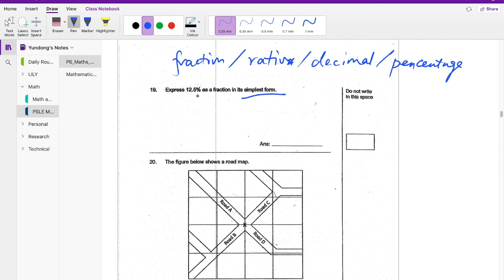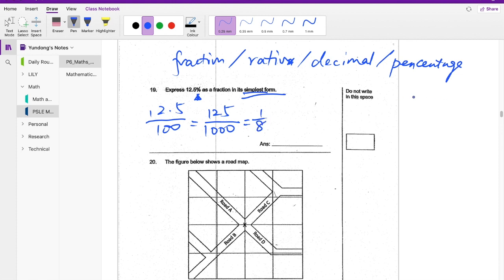So here we need to know what the percentage means. Percentage means per 100. This 12.5% means 12.5 per 100, means divide by 100. So here we want to simplify it. We cannot just write this answer, we will get it wrong. So how to simplify this one? Okay, we see that there's a decimal point here. So we times 10, 125 over 1000. So normally for this one, we can remember it is 1/8.